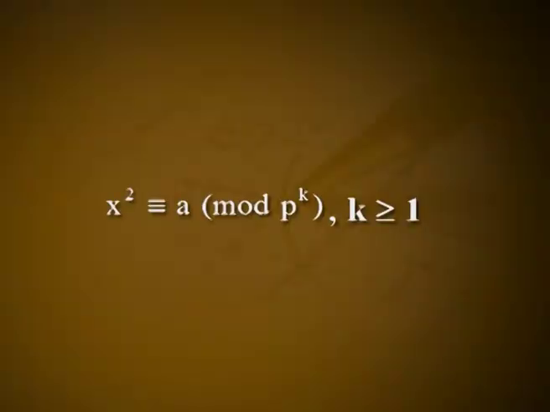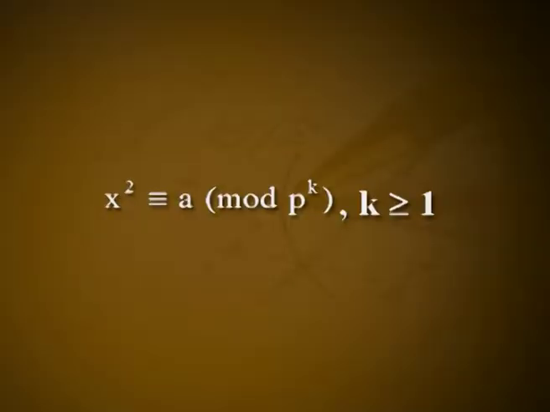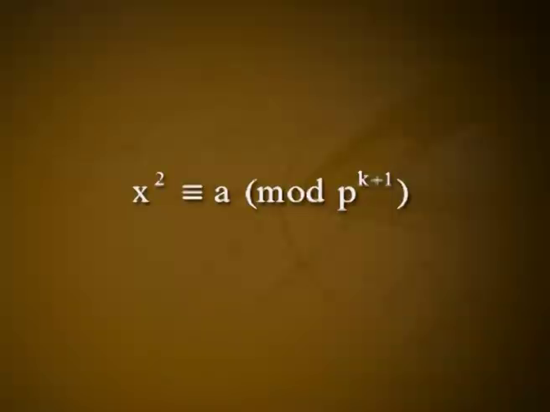Next, suppose that the Legendre symbol (a/p) is equal to 1, which by Euler's criterion implies that x squared congruent to a mod p has a solution. We have to prove that x squared congruent to a mod p raised to k, k greater than or equal to 1, has a solution. Clearly, for k equal to 1, the statement is true. Assume x squared congruent to a mod p raised to k has a solution. We show that x squared congruent to a mod p raised to k plus 1 also admits a solution.